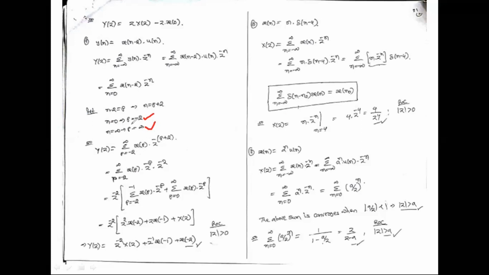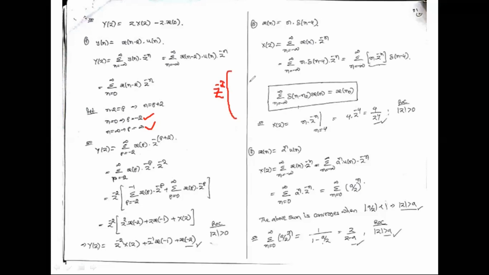So substitute here: n minus 2 is p, and n is p plus 2. So the sum over p from minus 2 to infinity of x of p, z power minus p, z power minus 2. Got it, my dear students? Now, z power minus 2 we can take as a common multiplication factor.